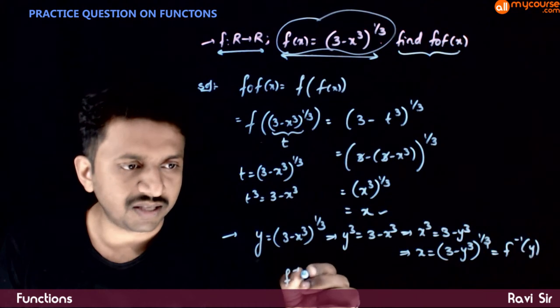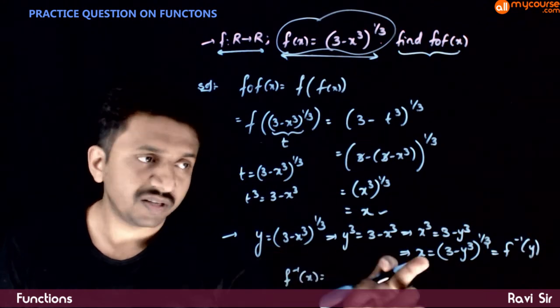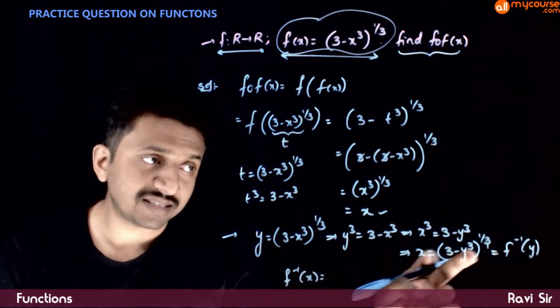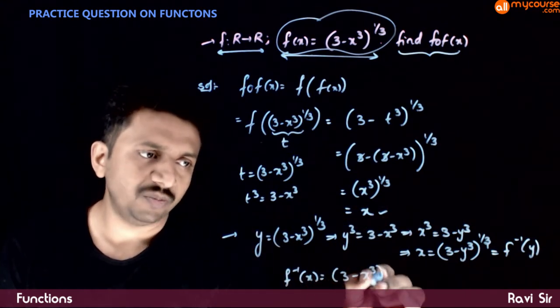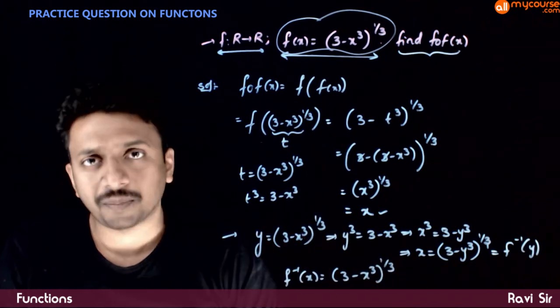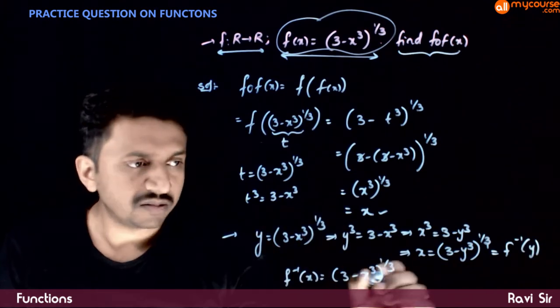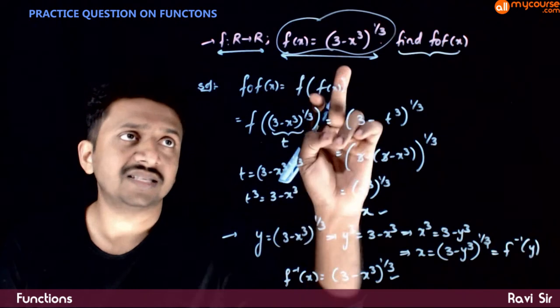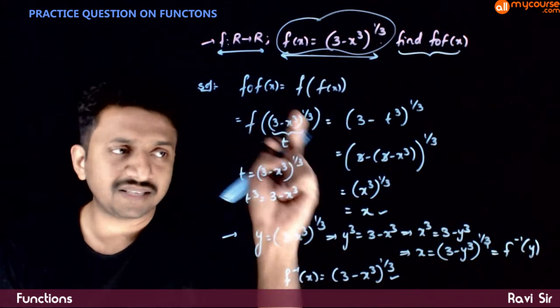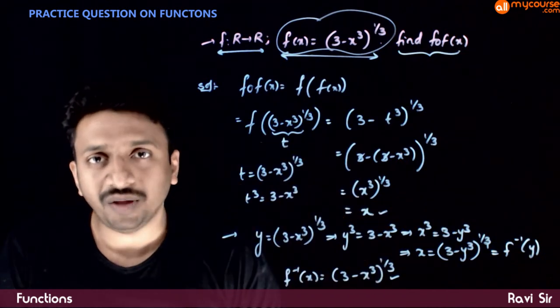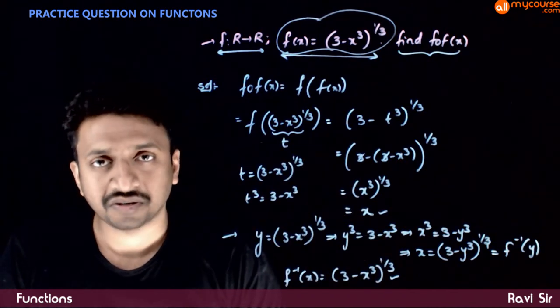So f inverse of x is equal to, you just need to put x in the place of y, so (3 minus x cube) whole power 1 by 3. So as you can see, this is exactly this function. So that is why f of f of x has turned out perfectly to be x. It's an identity function. Thank you.